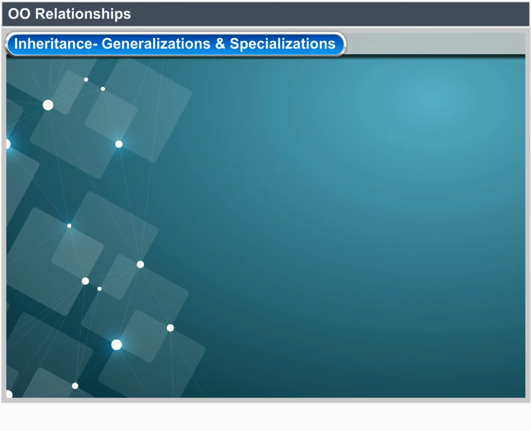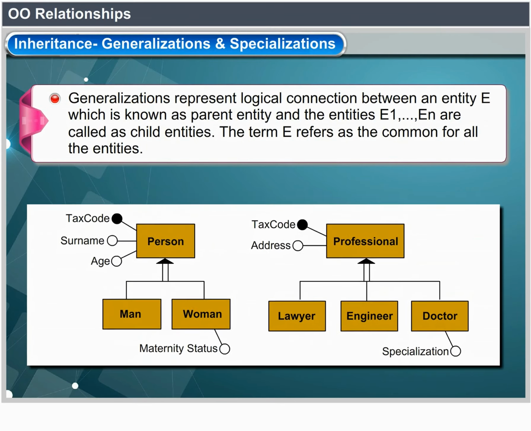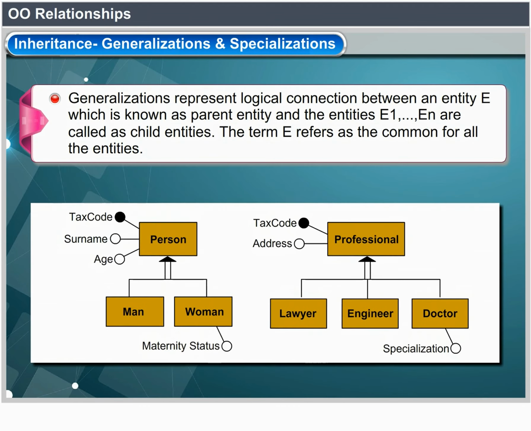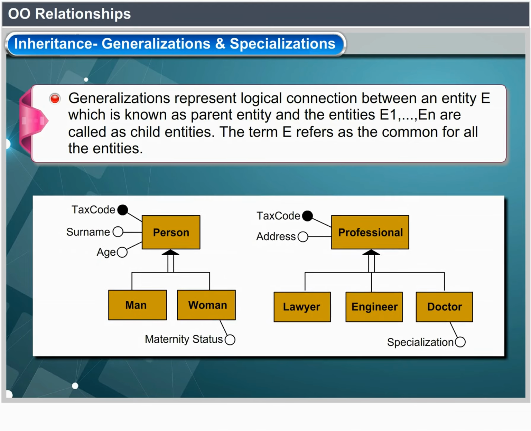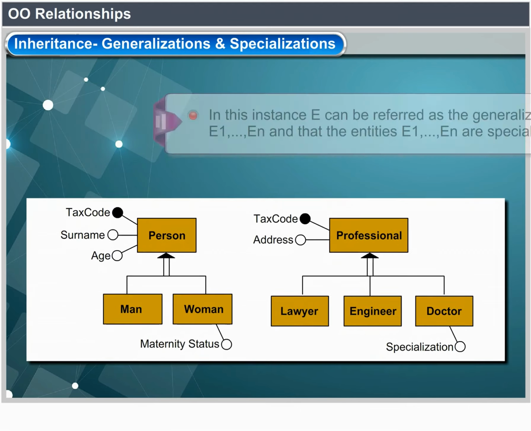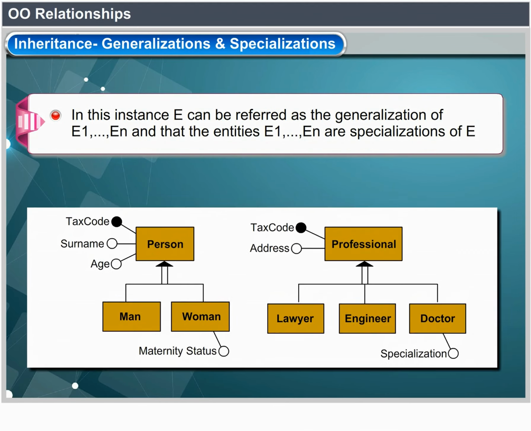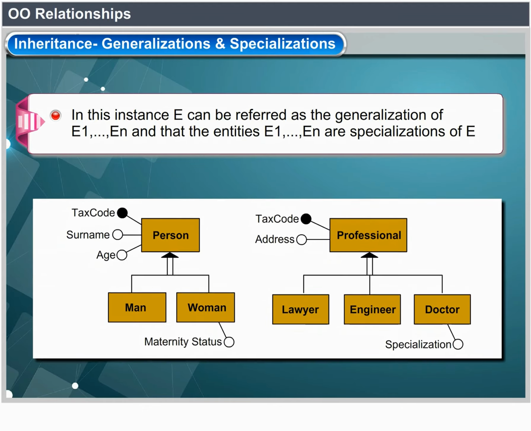Inheritance, generalizations and specializations. Generalizations represent a logical link between an entity E, known as the parent entity, and one or more entities E1, etc., En, called child entities, of which E is more general in the sense that they are a particular case. In this situation, we say that E is a generalization of E1, etc., En and that entities E1, etc., En are specializations of E.